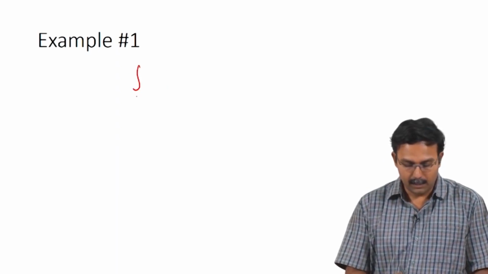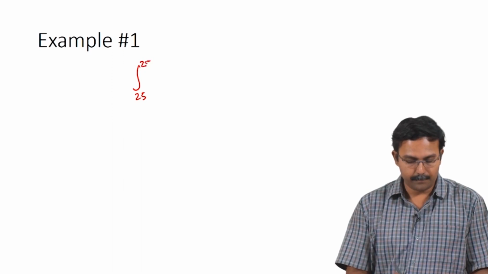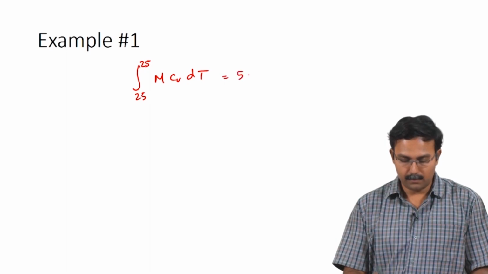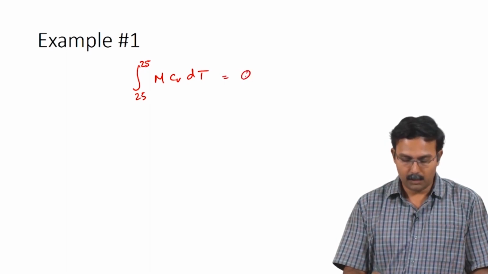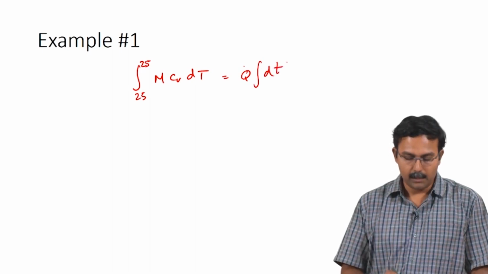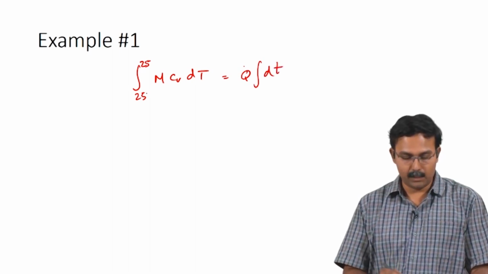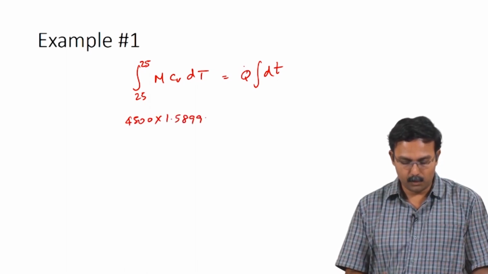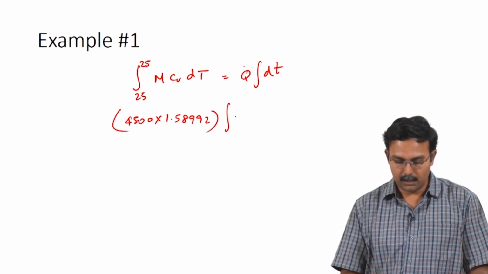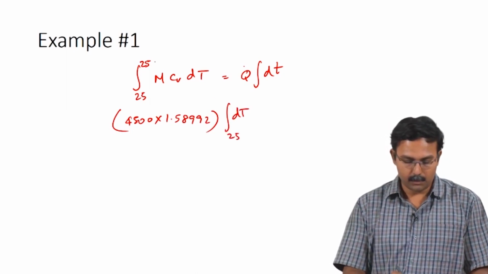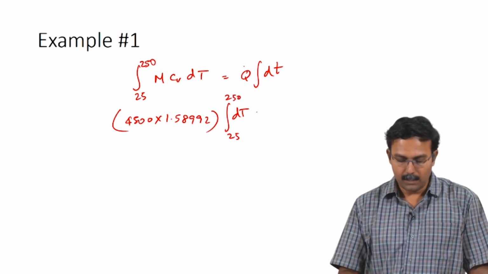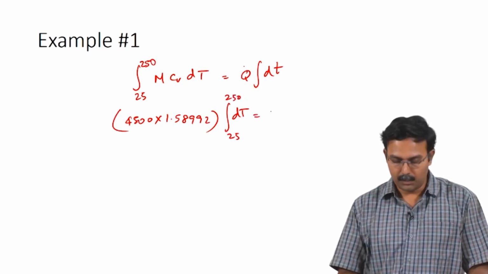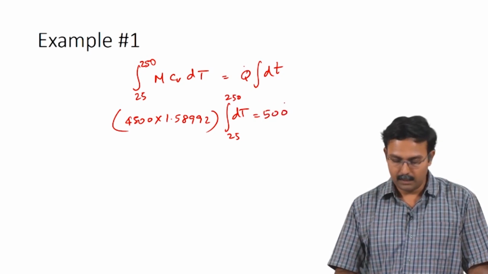So, you would have integral 25 to 250 mCv dT equals Q dot integral dt small t. So, now we have the values for m and Cv, which are constants not dependent on temperature or time. So, which would mean 4500 times 1.58992 times integral dT from 25 to, actually it is 250, sorry, 250 would be equal to Q dot, which is 500 times t.